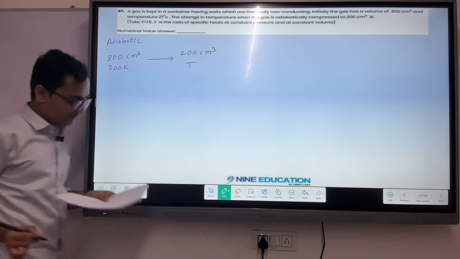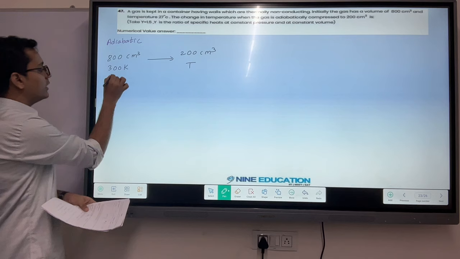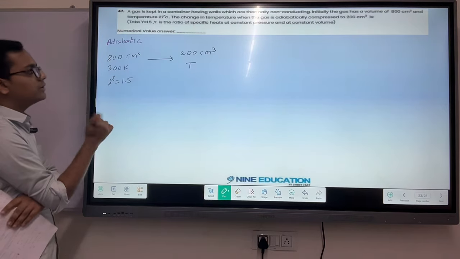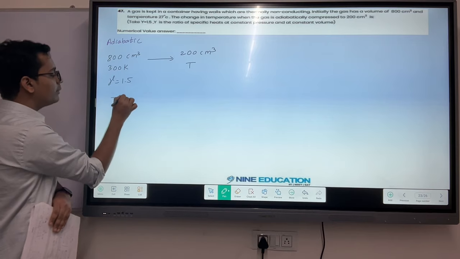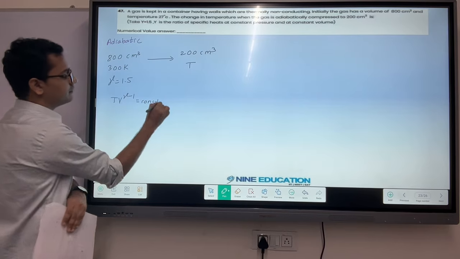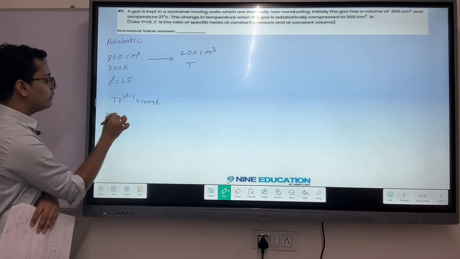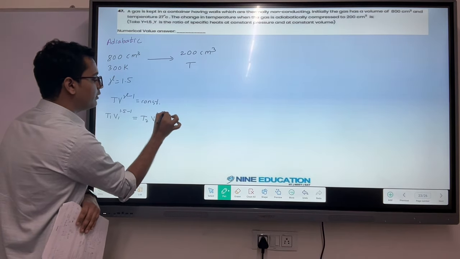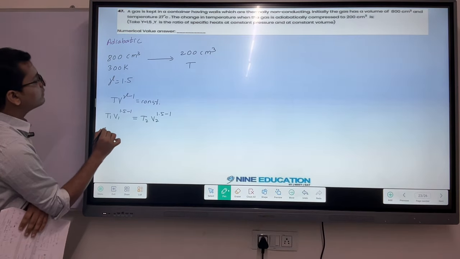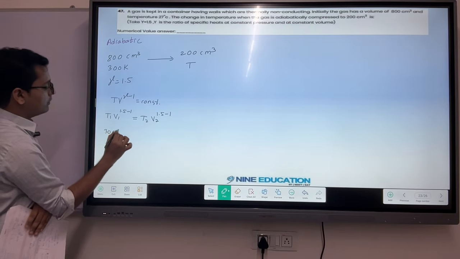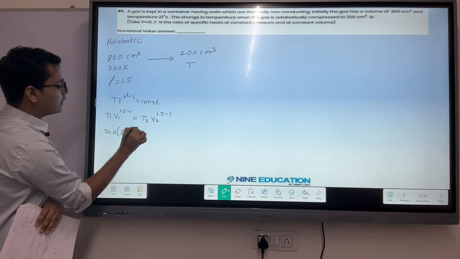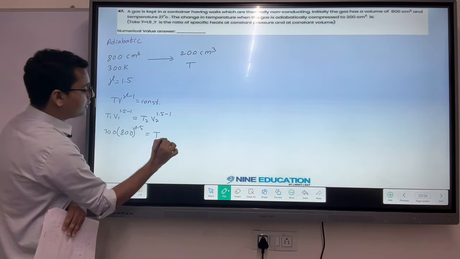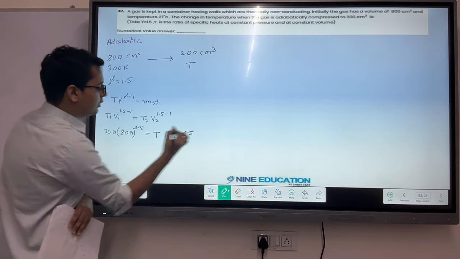Okay, let's say the temperature becomes T. Gamma is given to you as 1.5. Clear? So that's it. You know this relation, T V power gamma minus 1 is equal to constant. So T1 V1 power (1.5 minus 1) equals T2 V2 power (1.5 minus 1). What is T1? 300. What is volume 1? 800 whole power 0.5. That will be equal to T2, which is what you need to find. What is V2? 200 power 0.5.